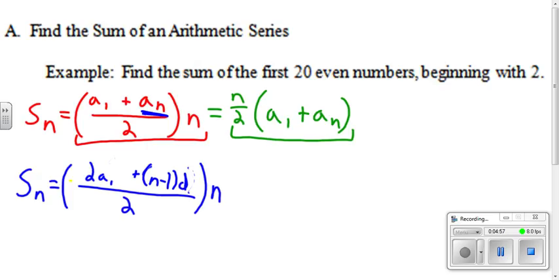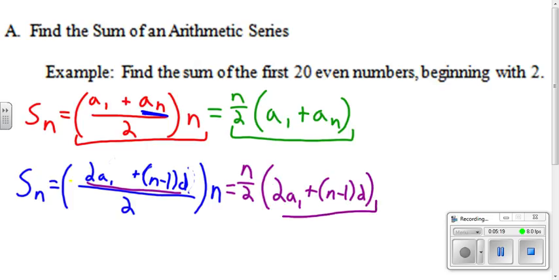And again, another way we could write this. A lot of people prefer doing the n over 2 first. Again, commutative property says that's okay. And then just taking this piece. So it would be times the 2a sub 1 plus n minus 1 times d. And in fact, these ones on the right, these are the ones that you'll find in your reference packet.